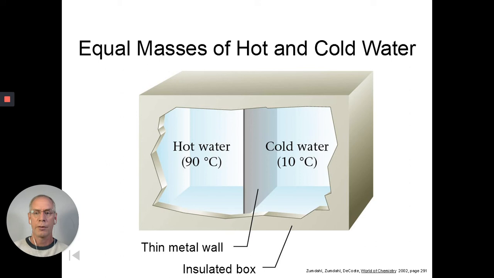So let's do a little thought experiment. All right. So we got equal masses of hot and cold water in this little block. And no heat is going to be lost to the surroundings. And I've got a little divider there. Now, if we could put on our little Miss Frizzle glasses, which of these water molecules are moving faster, the hot or the cold? In other words, which has more kinetic energy? Well, the hot, of course.